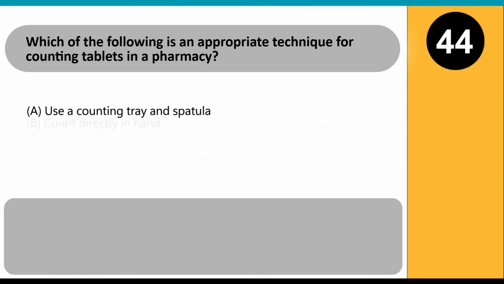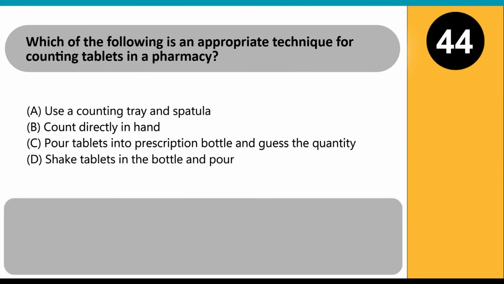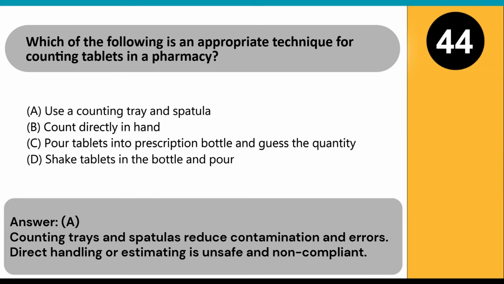Which of the following is an appropriate technique for counting tablets in a pharmacy? A. Use a counting tray and spatula. B. Count directly in hand. C. Pour tablets into prescription bottle and guess the quantity. D. Shake tablets in the bottle and pour. Answer A.